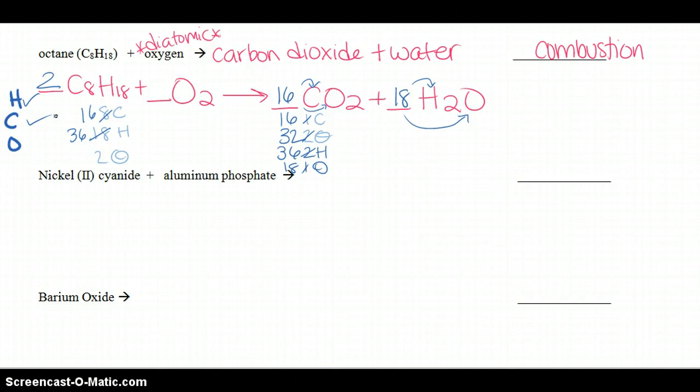And so for oxygen now, what we do is we total up the number of oxygens we have. So we have 32 and 18, which gives us 50 oxygens on our product side. So we have 50 on the product side, 2 on our reaction side, and so we use a coefficient of 25.